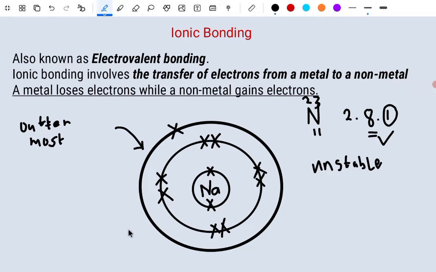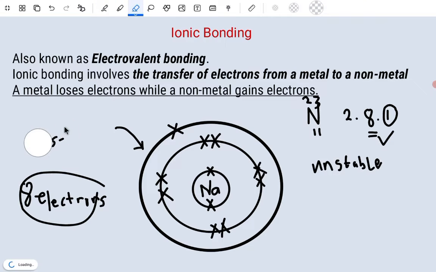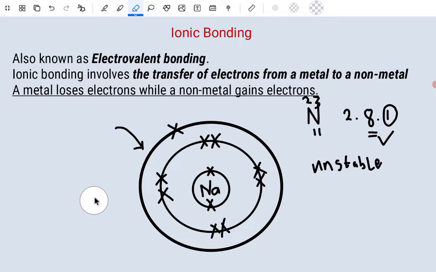The last shell should have a maximum of 8 electrons. That's according to the rules that govern the energy levels of these atoms. If it has 8 electrons, then that atom is considered to be a stable atom.